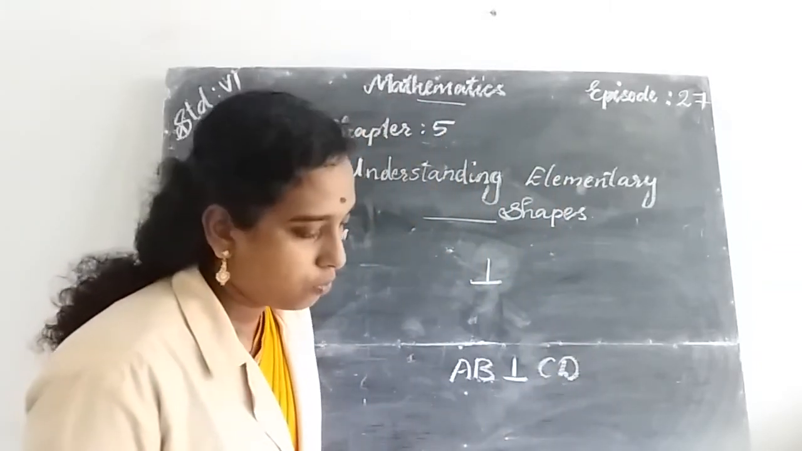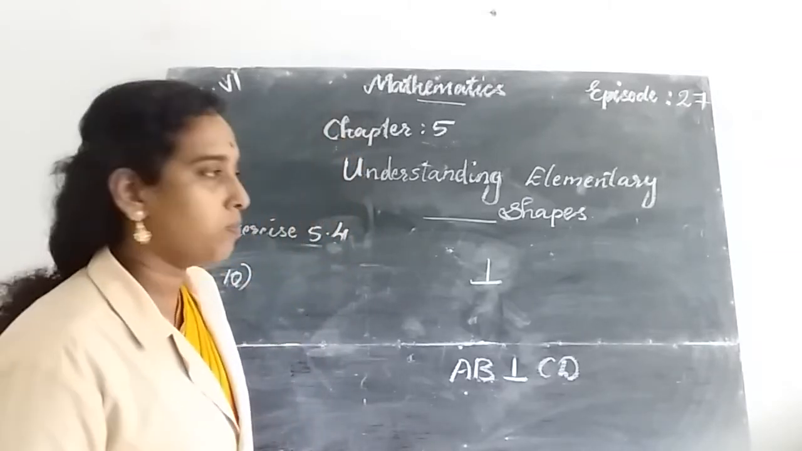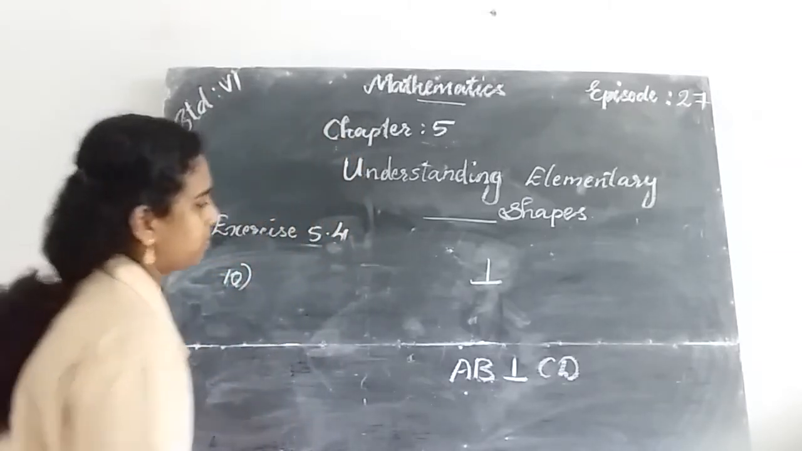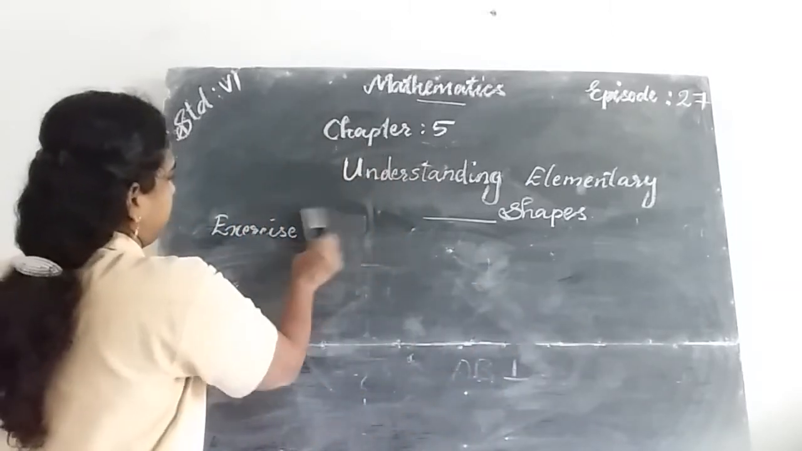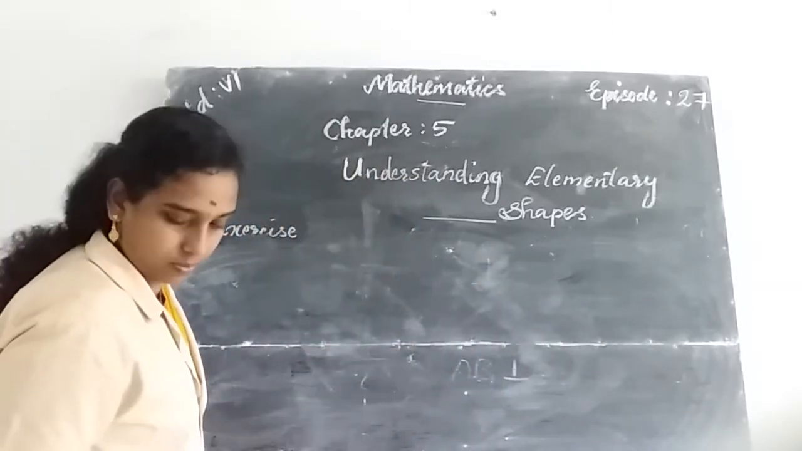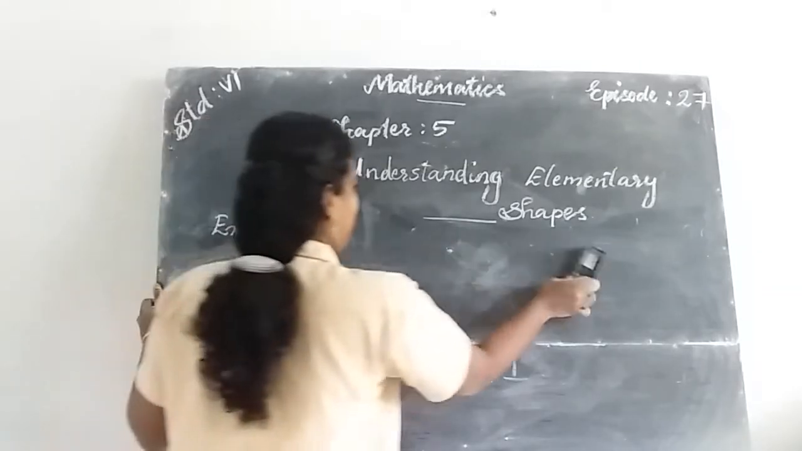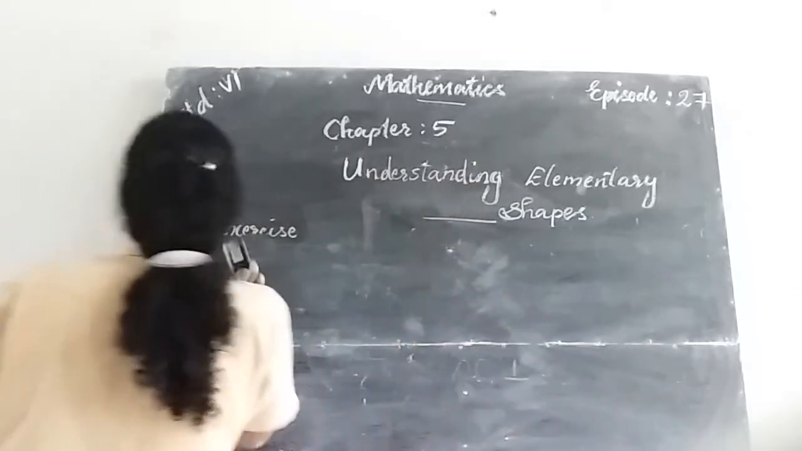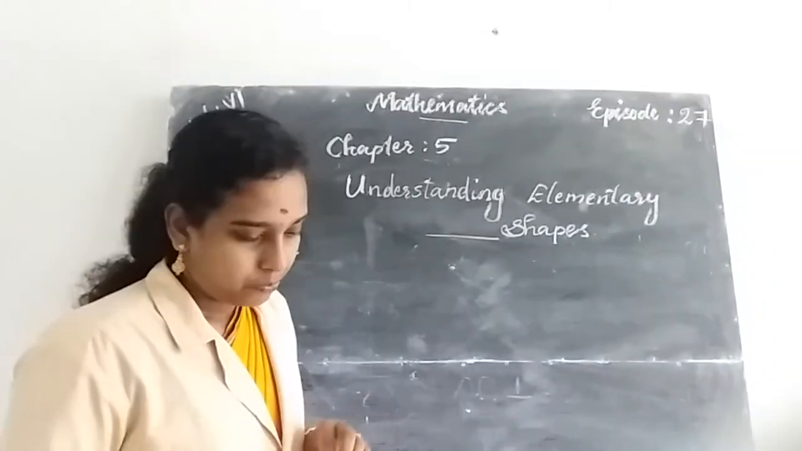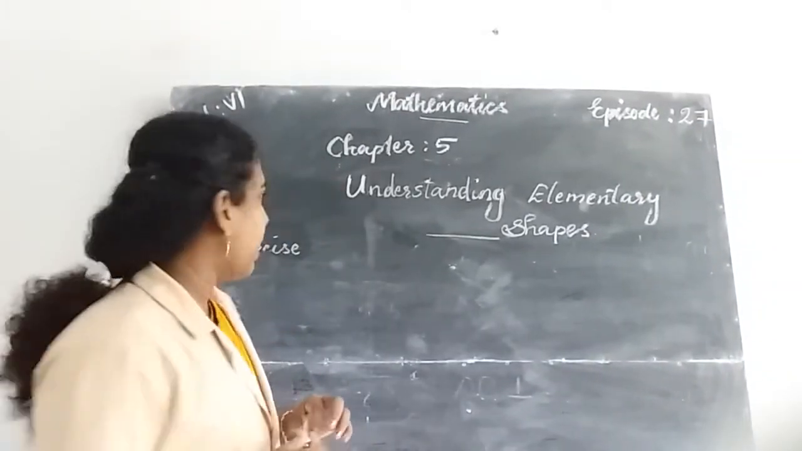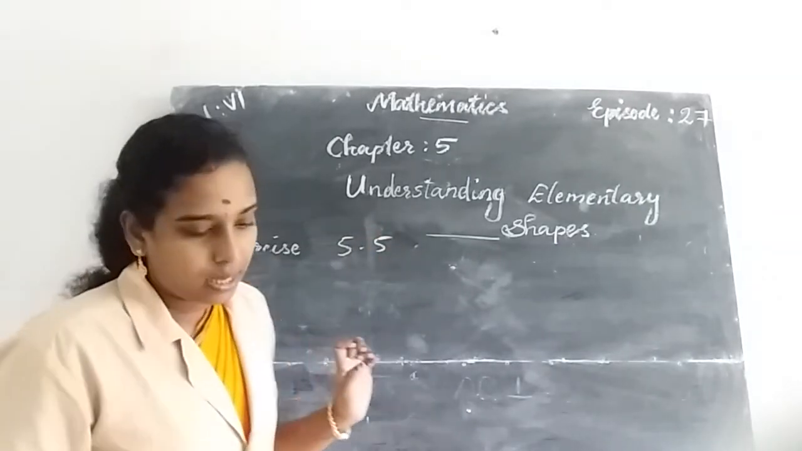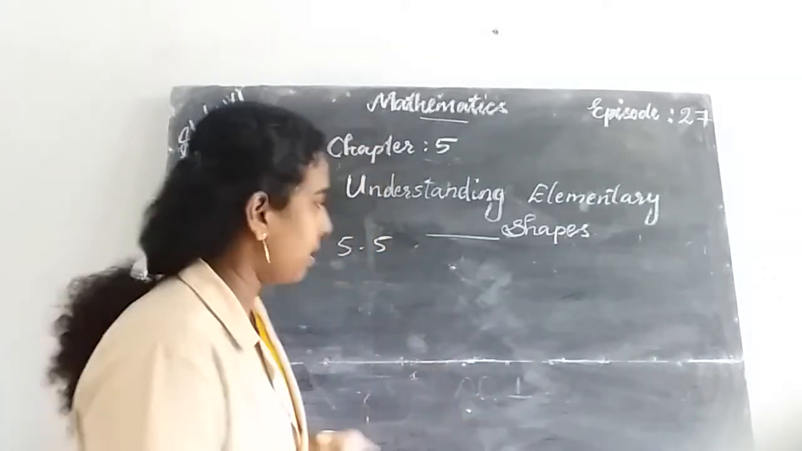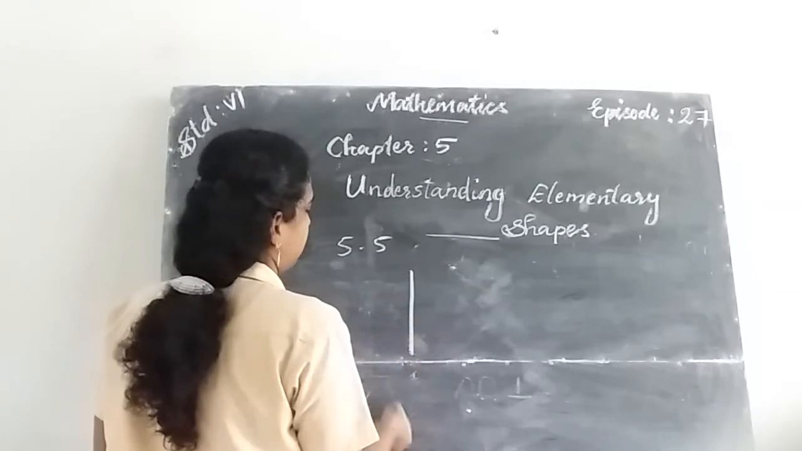Okay, 5.5. So perpendicular lines and exercise 5.5. What do we mean by perpendicular lines? If two lines intersect each other in this way, this is a line, this is another.